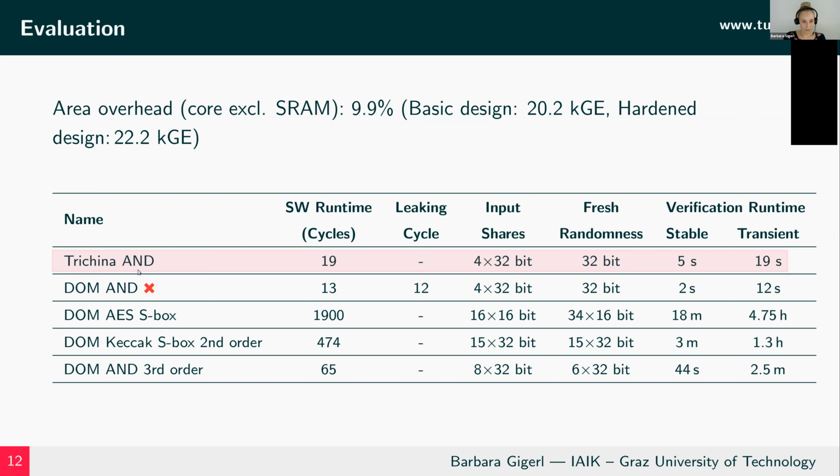For example, here we tried some simple AND gates, but also some broken implementations. Broken means that the software constraints, which I showed you before, were not met by the software. And Coco in this case pointed out that the 12th cycle is the problem. We also had some bigger test cases like the AES S-box and also some higher order tests like a Keccak S-box and a third order DOM AND gate.